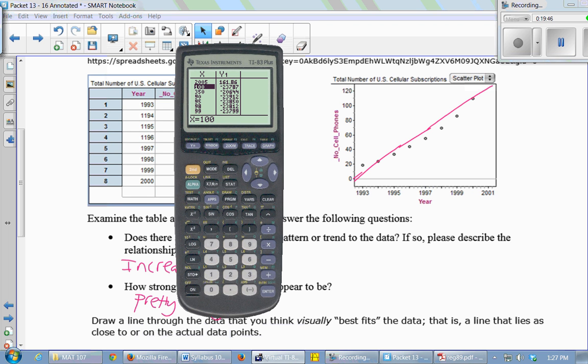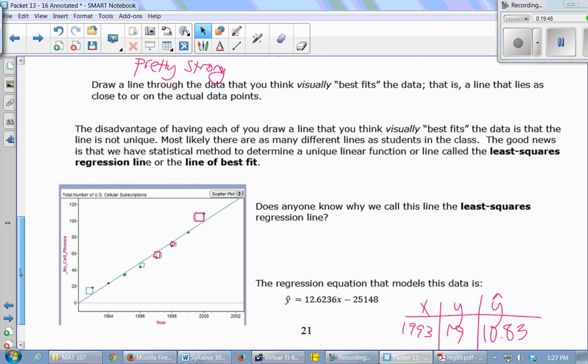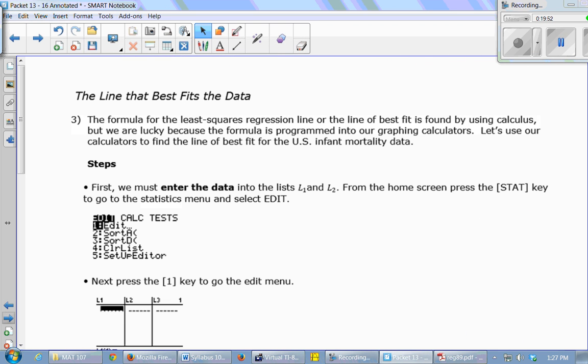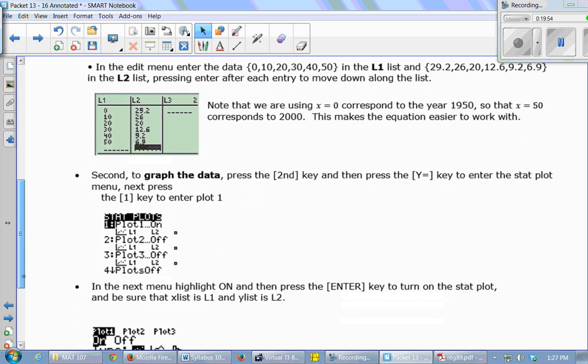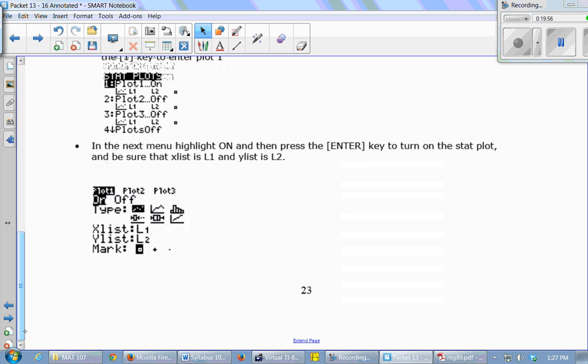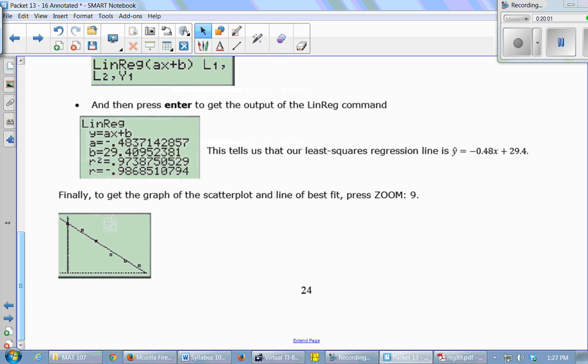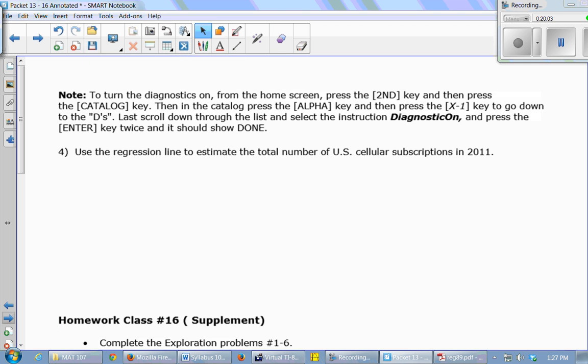All right, so I know I did that quickly, but like I said, you have all of the steps written down step by step with screenshots here in your notes. So when you try it on your own, you can refer to this. And I want to show you quickly how to do this in Geogebra.